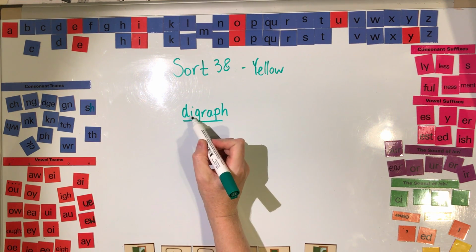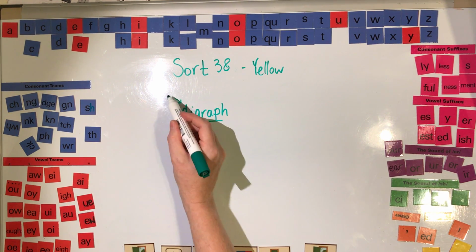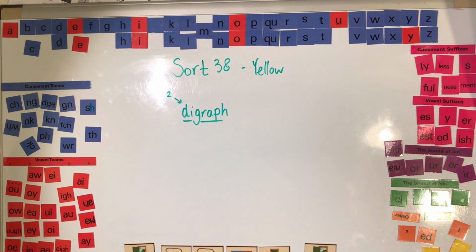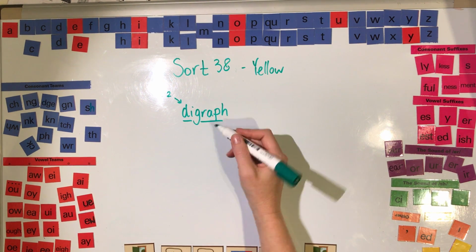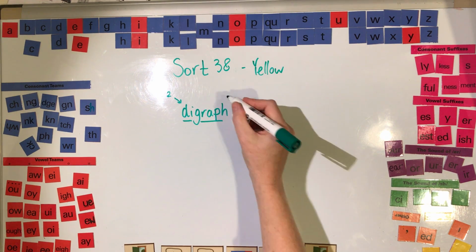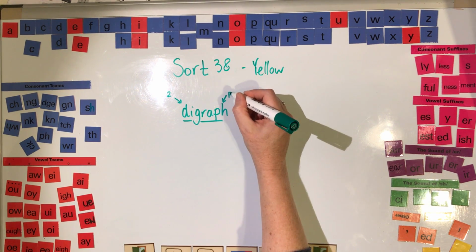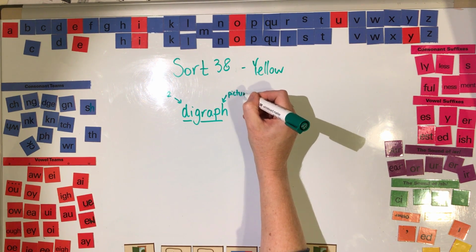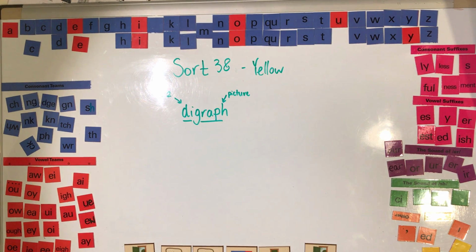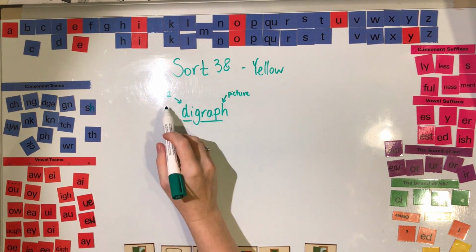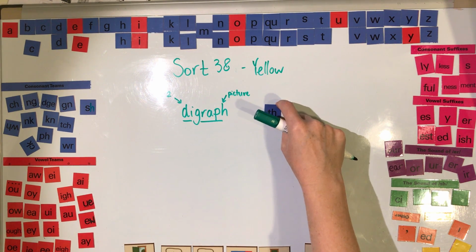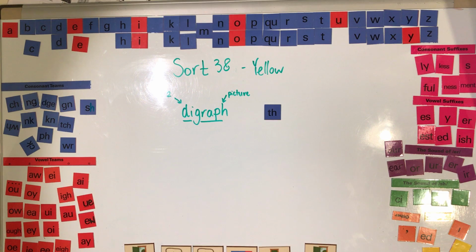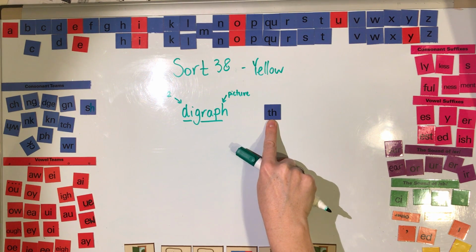Okay, so digraphs, two parts of that word. Now di actually is a prefix that means two. And graph is a word that means graphic or picture, or symbol, or some kind of written image. So digraph means two picture. So what digraph means when we're talking about letters is actually a double letter blend. So this is a digraph.